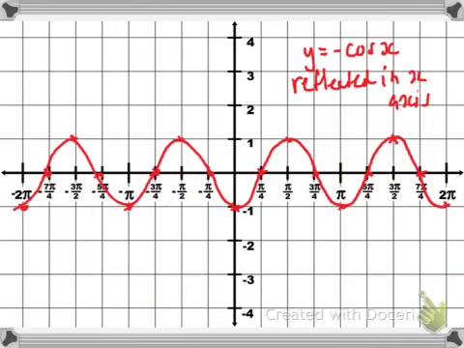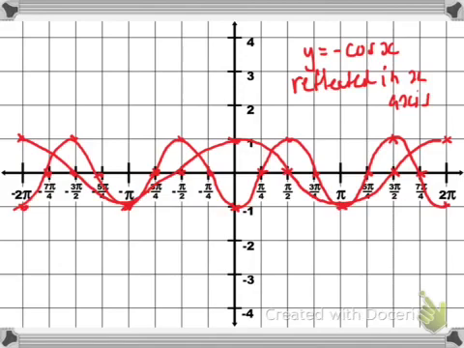Next is the graph of y equals neg cos x. You can see it's been reflected in the x-axis. Once again, if I layer on top the original graph, you'll be able to see that quite clearly. There's the original graph, and it's been reflected.